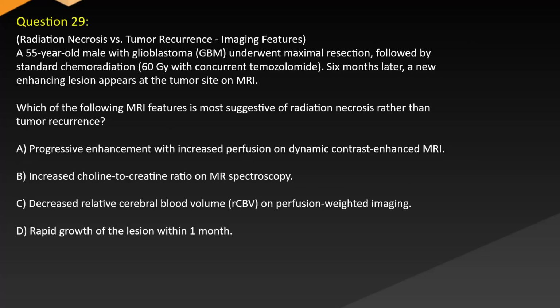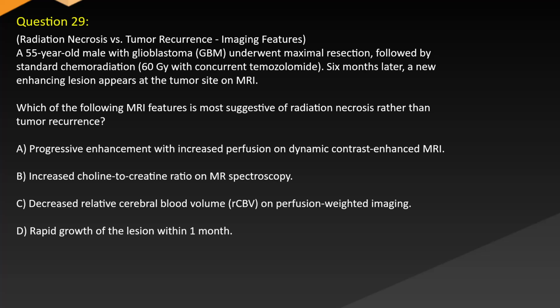Question 29. Radiation necrosis versus tumor recurrence. Imaging features: a 55-year-old male with glioblastoma (GBM) underwent maximal resection, followed by standard chemoradiation, 60 Gy with concurrent temozolomide. Six months later, a new enhancing lesion appears at the tumor site on MRI. Which of the following MRI features is most suggestive of radiation necrosis rather than tumor recurrence?